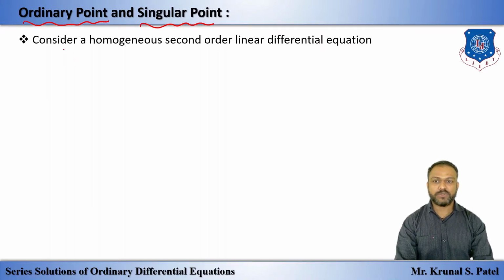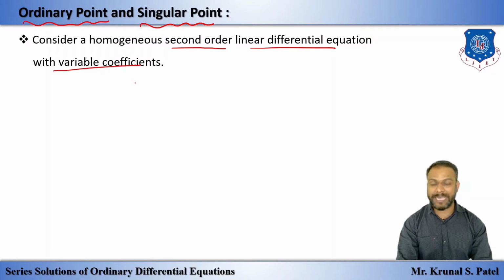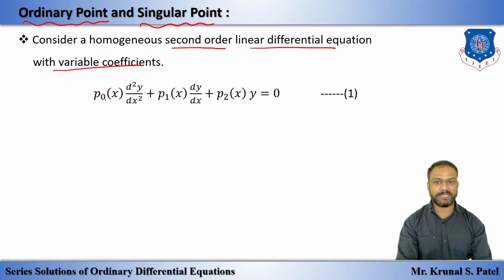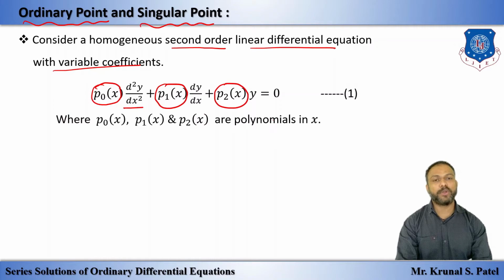So let's start. Consider a homogeneous second order linear differential equation with variable coefficient, that you already studied in higher order differential equations, which is given by this. This is our second order linear ODE with variable coefficient, because P0 of x, P1 of x and P2 of x are polynomials or functions of x. So this differential equation is with variable coefficient. Okay, say equation number 1.